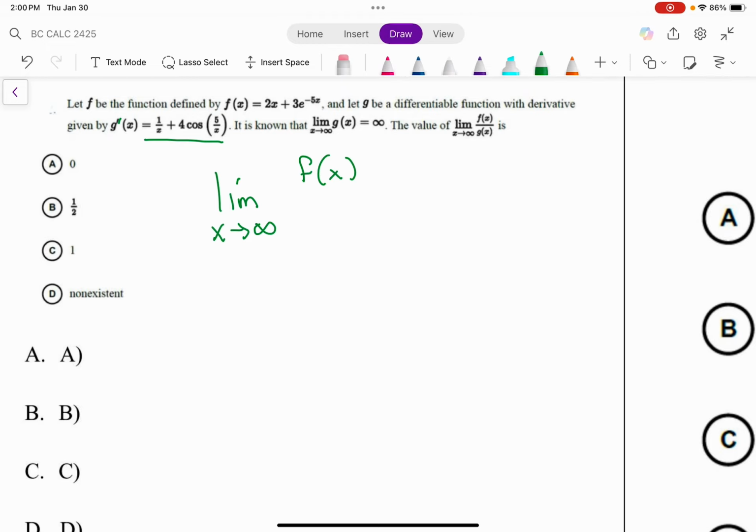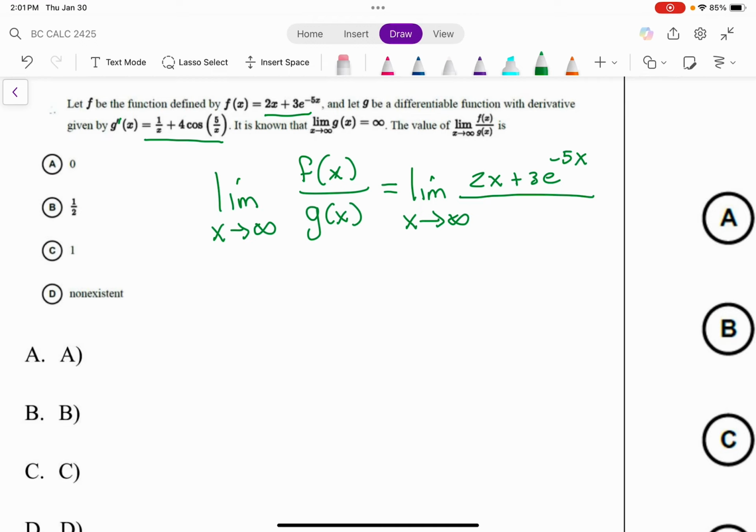But let's just take a look at this limit first. If we meet this limit head on, we might first note that f of x has a concrete description. It's 2x plus 3e to the negative 5x. Now g of x doesn't have a concrete description or an explicit form. We have its derivative. So I'm just going to leave this as g of x for now.